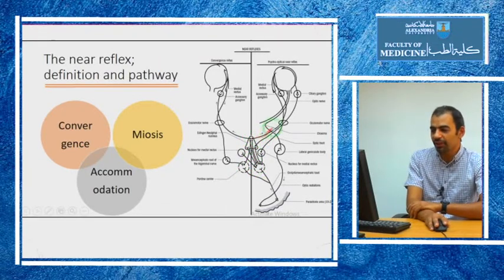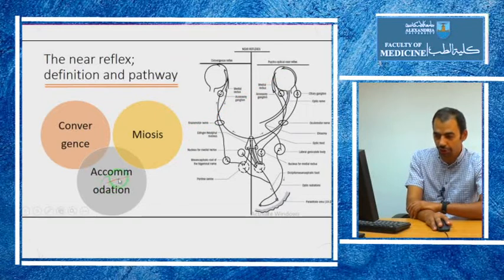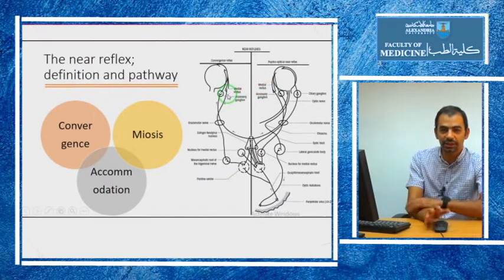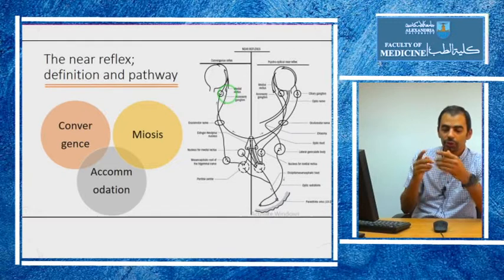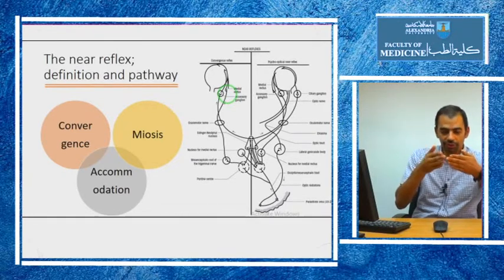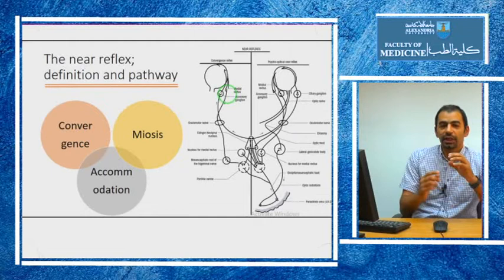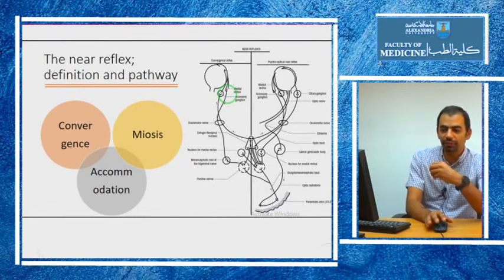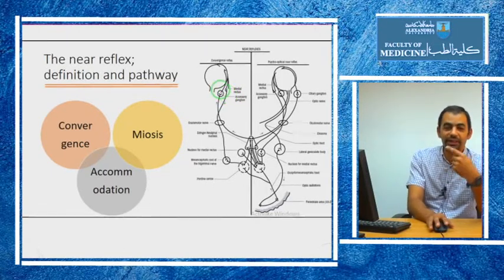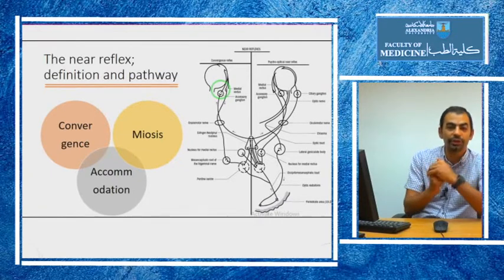giving the parasympathetic flow to the sphincter pupillae muscle, giving the miosis, and to the ciliary muscle, giving the accommodation. And there will be stimulation of the medial rectus nuclei on both sides, giving co-contraction of both medial recti, which causes convergence, because when we look at a near object, the eyes need to converge a bit to look at that object. The miosis improves the depth of focus, and the accommodation increases the dioptric power of the eye so that we can focus on the near object.